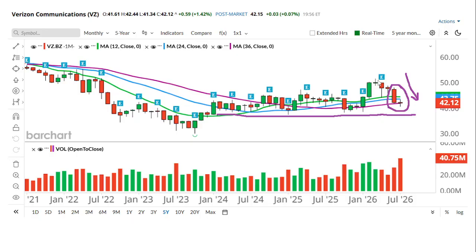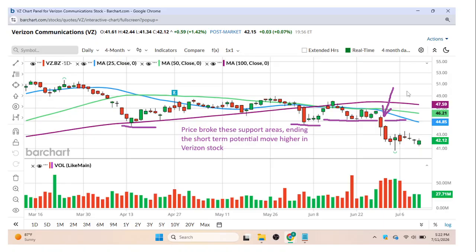And this new high looked pretty good, but then it just gave it all back. So I never did enter a trade in Verizon. It never triggered for me. If I would have entered, it would have probably triggered somewhere over this area, over these green candles, over this long-term moving average, this purple line, maybe even over this $49 area. But when this candle came in on this daily chart and price broke these support areas, it ended the short-term potential move higher in Verizon stock.